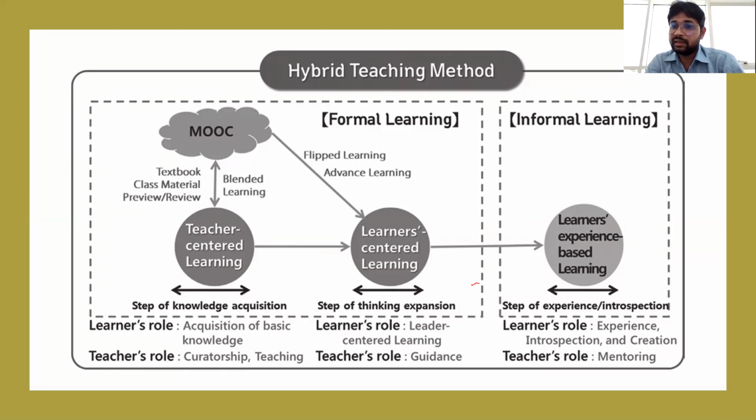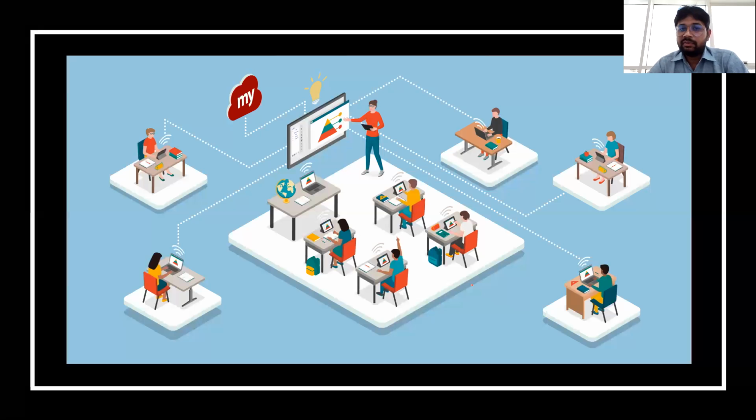And the informal learning is based on the learner's experience and the introspection. So experience, introspection, creation, all these come under the category of learner roles, and that will come under informal learning. So once you combine the formal as well as informal learning at one position, at one platform, then such a method will come under the category of what? Hybrid teaching.